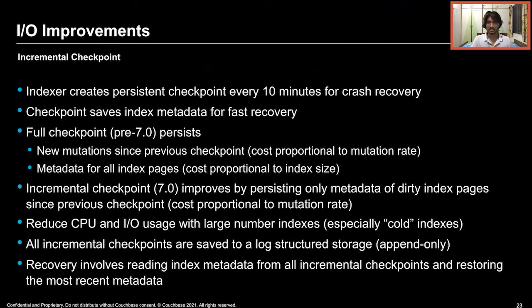All the incremental checkpoints are saved to a log-structured store, similar to how index key values are written to disk. With this, recovery involves reading index metadata from all incremental checkpoints and rebuilding the index using the most recent metadata.